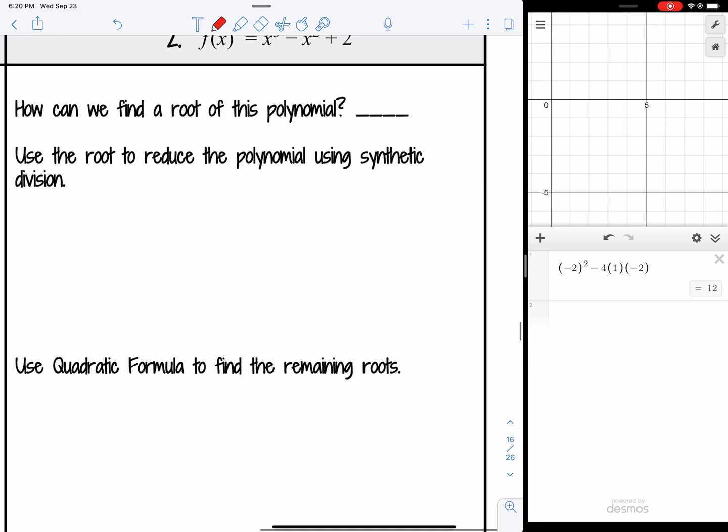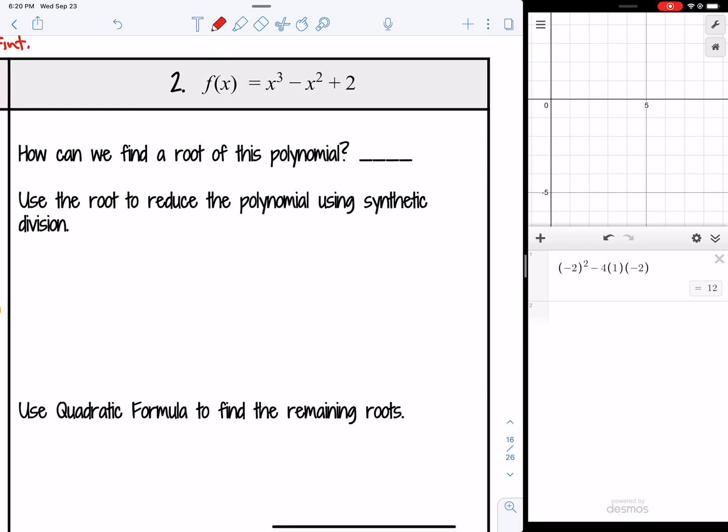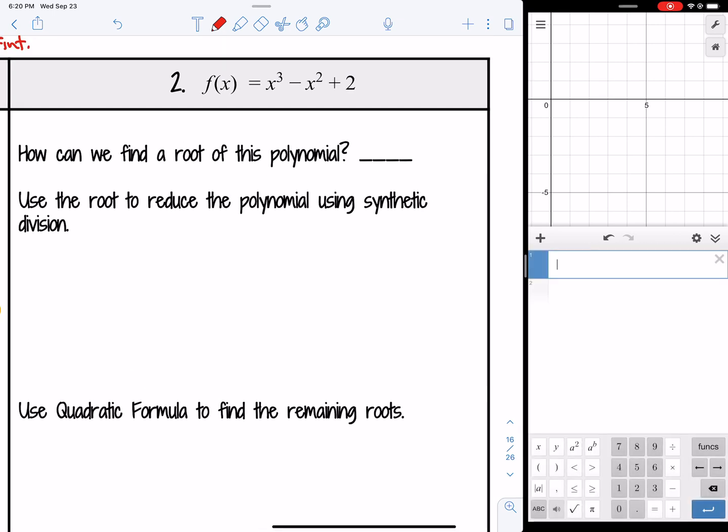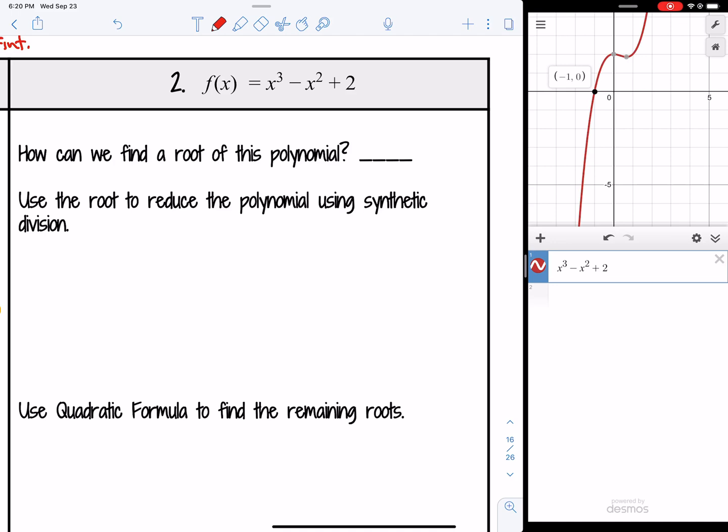So number 2, it says, how can we find a root of this polynomial? So just like in the directions we went over, we need to type it into Desmos, just like it looks. So x cubed minus x squared plus 2. And you've got to find your x-intercept. So it looks like -1 was the x-intercept, which is our root. And we can put that in our box and start our synthetic division.